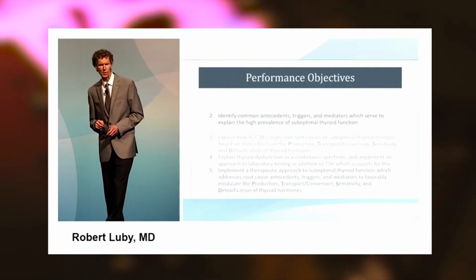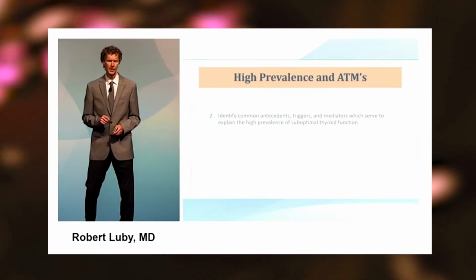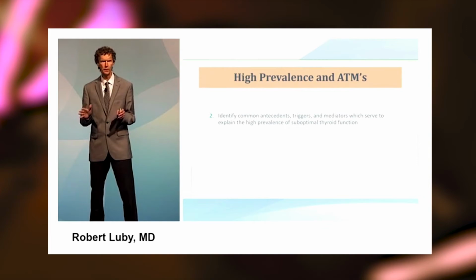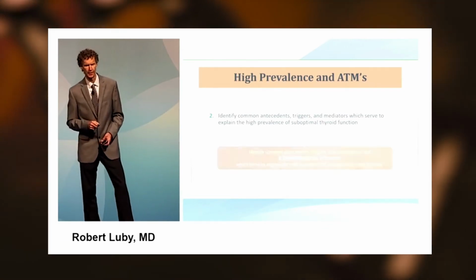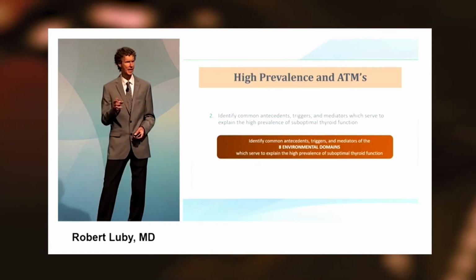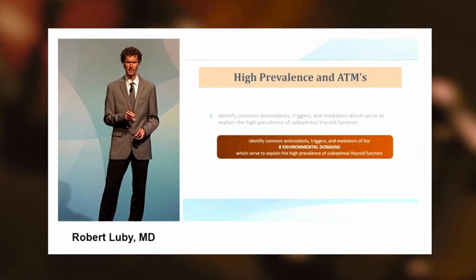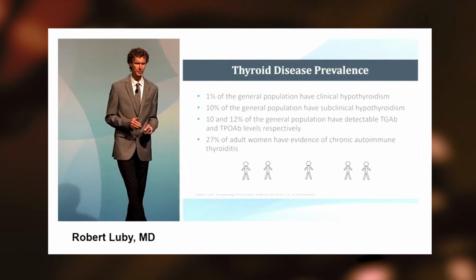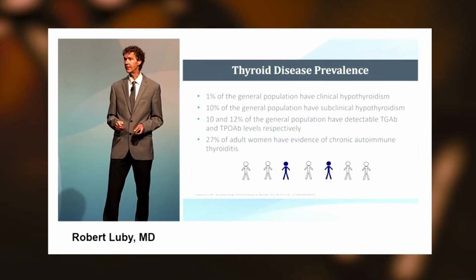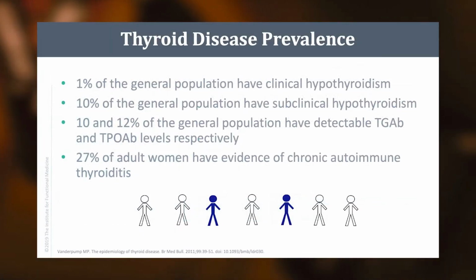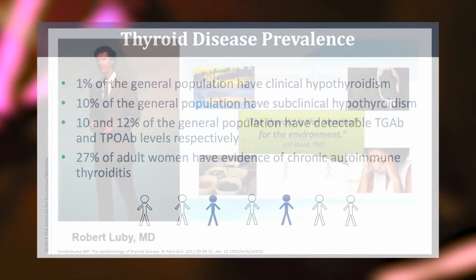Okay, so let's now look at our second performance objective. How do the ATMs that you've learned in the course thus far explain the high prevalence of hypothyroidism? And let's think about them in the context of those 8 domains I mentioned. Some statistics, we could have pulled many statistics, but here's a few of them. 2 out of 7 women have evidence of autoimmune hypothyroidism, or autoimmune thyroiditis, in this study.